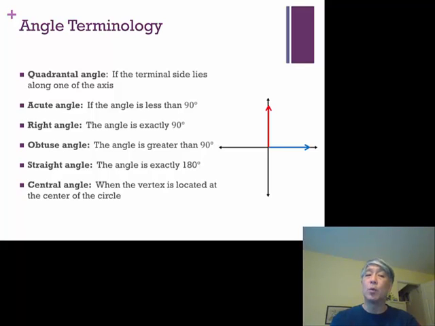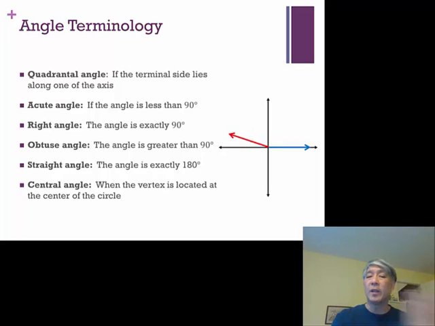A right angle is a quadrantal angle, but it's an important one because the angle is exactly 90 degrees. A lot of times, instead of a curved angle mark, we'll use a square angle indicator. I don't want to draw it here, but we've seen it before in other classes. An obtuse angle is any angle that is greater than 90 degrees. Again, because we're talking positive angles, it's going to be greater than 90.